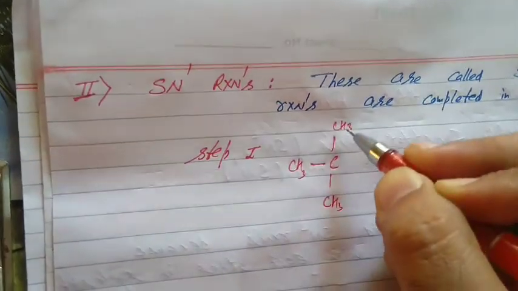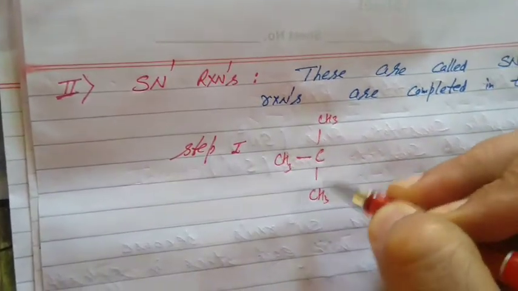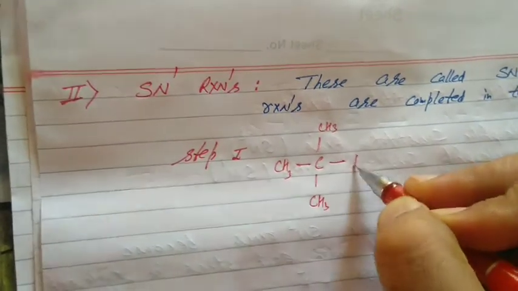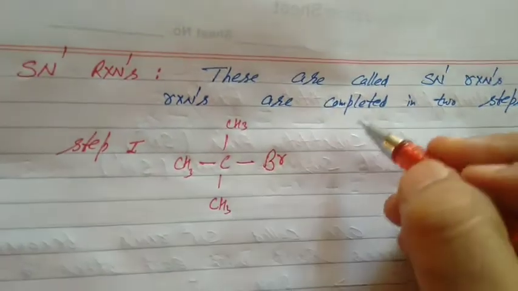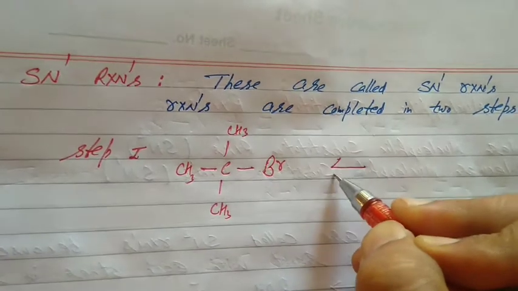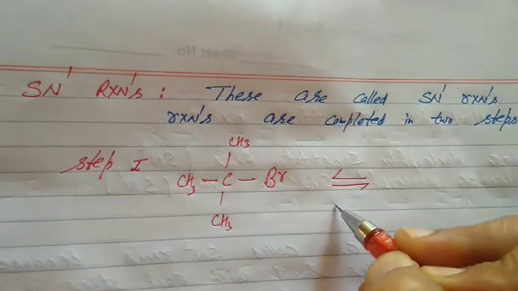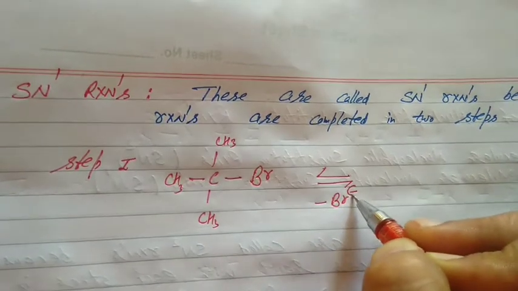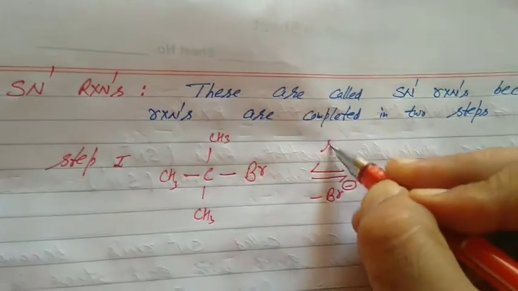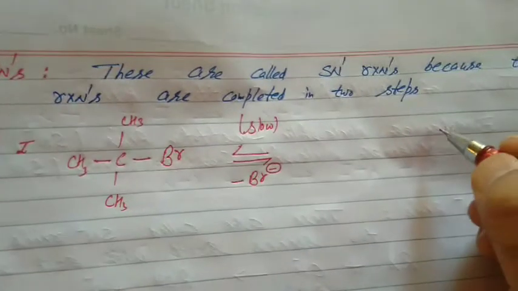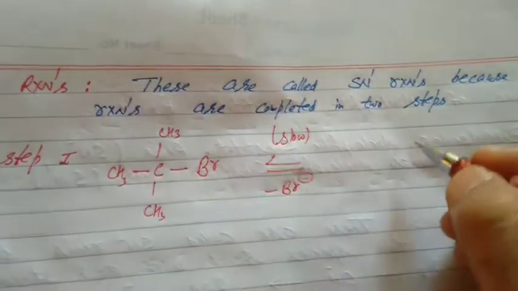In SN2 reactions, steric hindrance was observed when we studied the mechanism. Students, that is a 3-degree haloalkane. What will happen in it? Before the attack of the nucleophile, in the slow step, the halide ion eliminates. The rate depends upon the slow step. What will be formed? Carbocation.